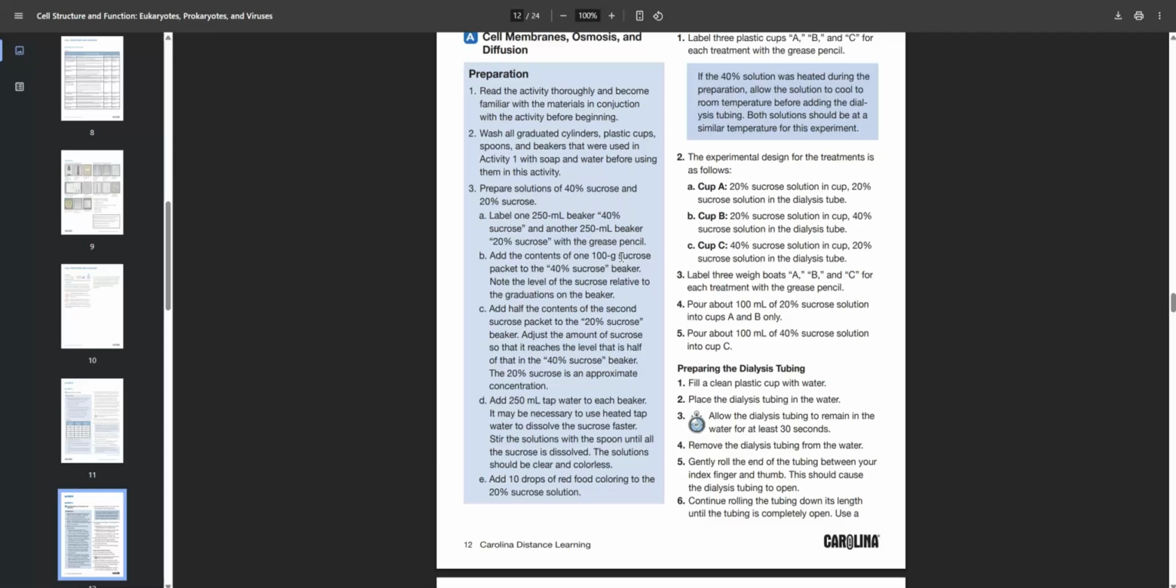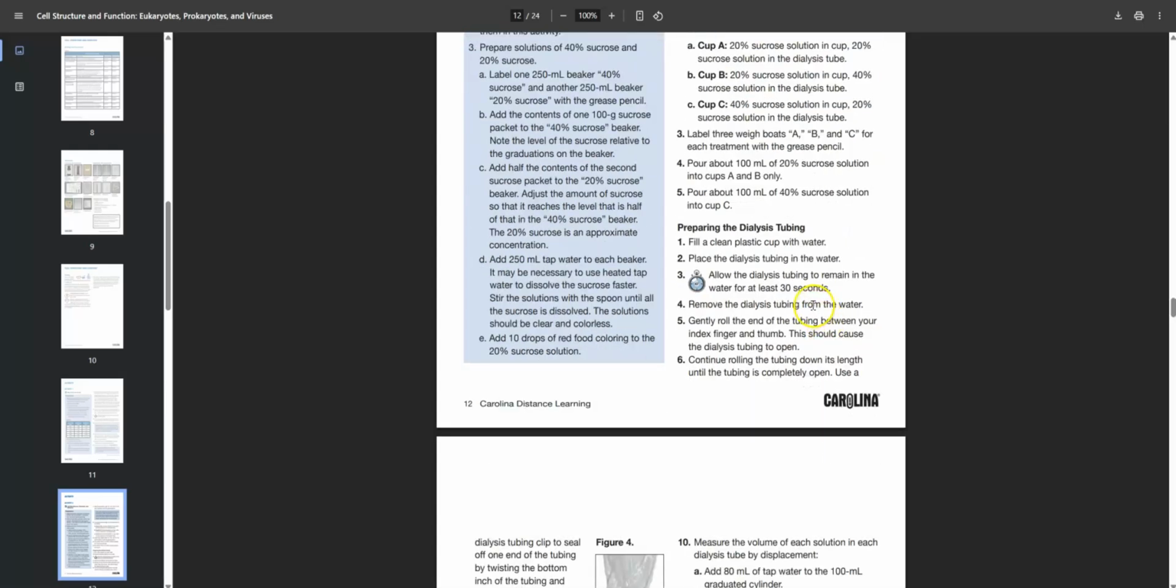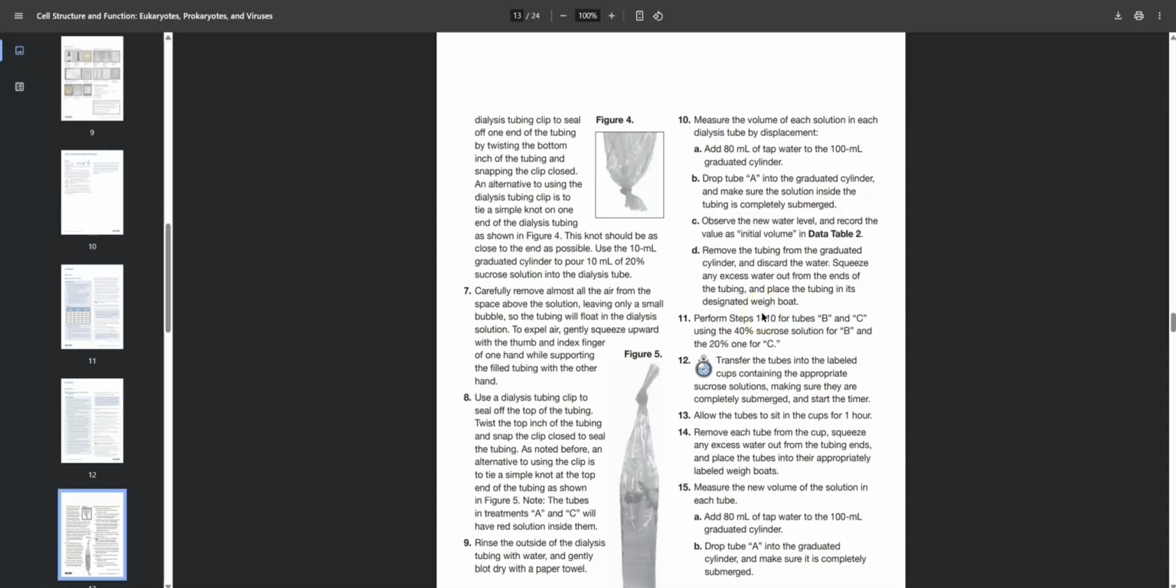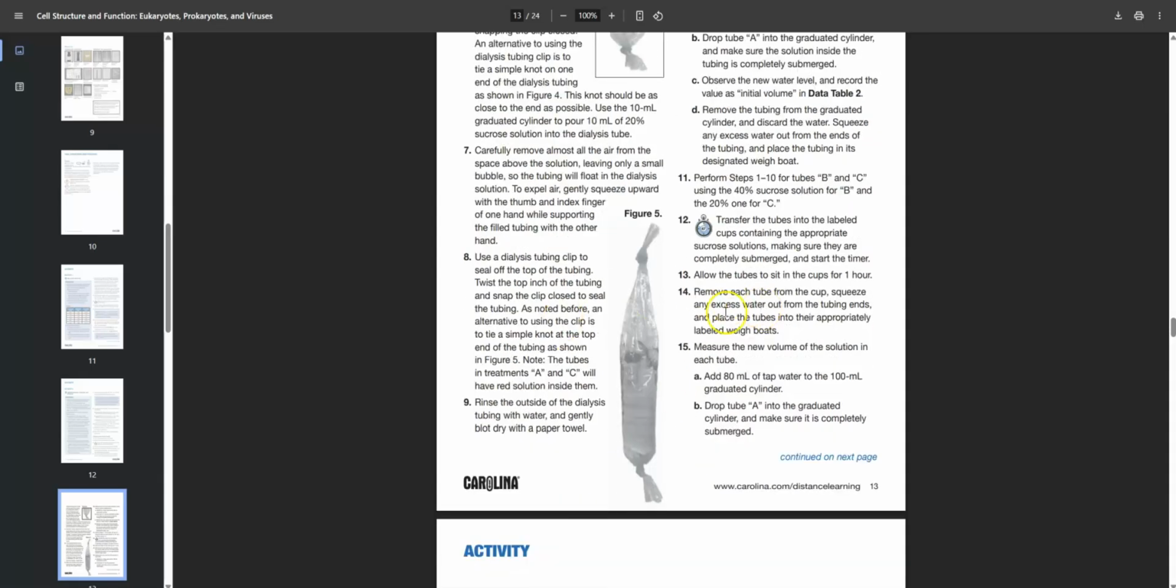For activity 2, this is where you are becoming familiar with how solutes and solvents kind of move across the cell membrane. You're going to have different amounts of sucrose in a cup and some in a dialysis tube, and the different concentrations should cause the water to move in and out of the tubing. So you'll take some time to allow that to happen, and then you're going to see, okay, the dialysis tubing represents the cell, did it shrink? Did it absorb more water? Like what happened based on the different concentrations.